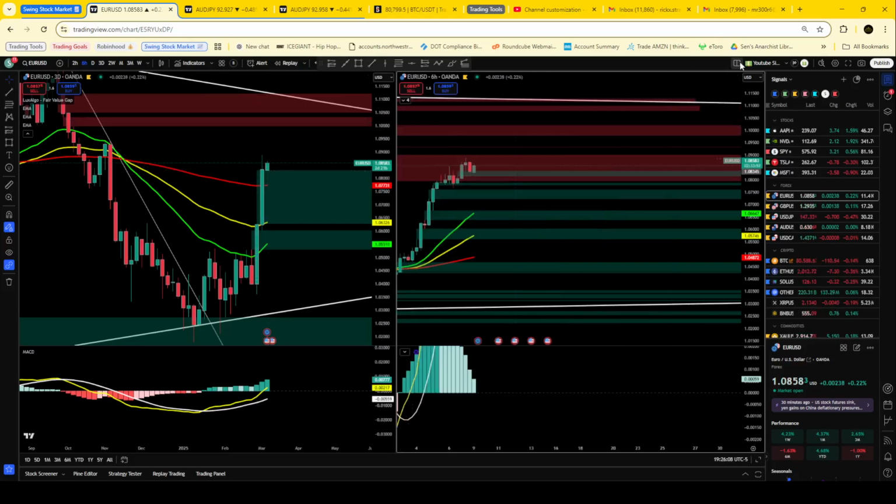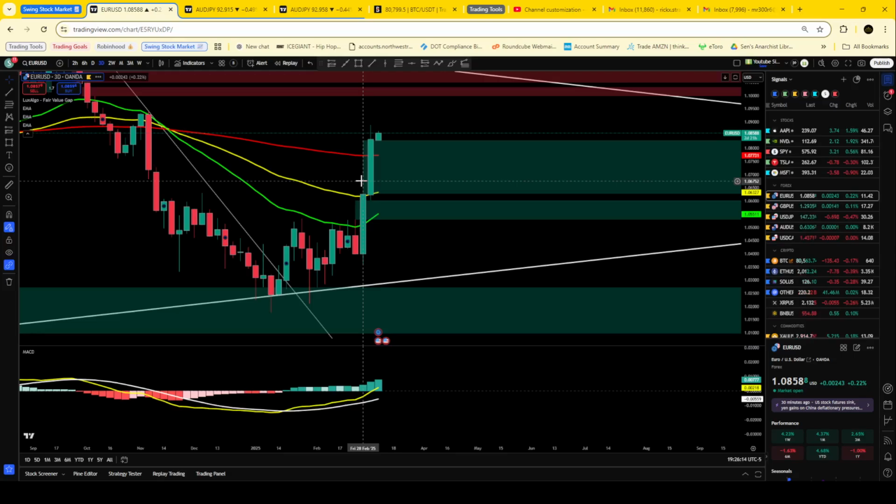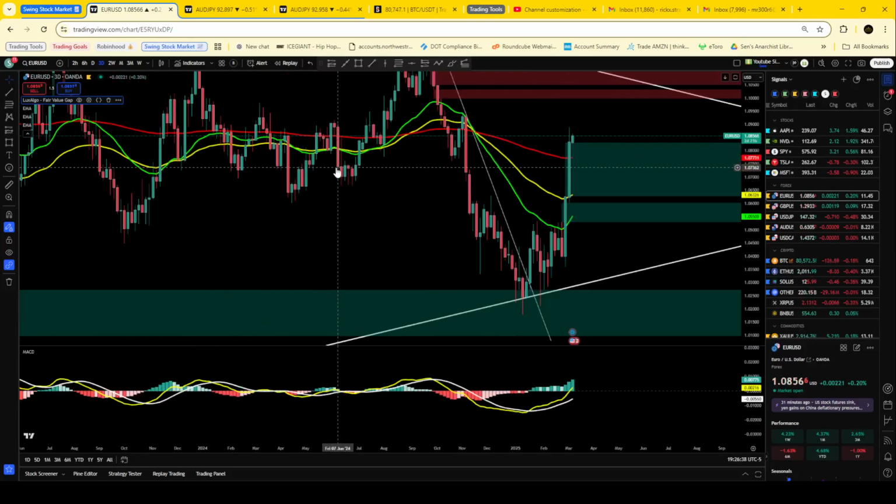All right, so back to fair value gap. Basically what it means is that when price shoots up, you will get a gap. And what that gap means is that price is in a strong uptick or downtick. And also with the fair value gap, price will almost always touch the fair value gap again, like so.